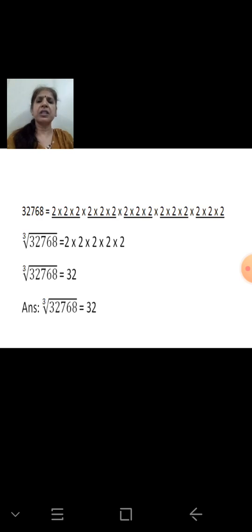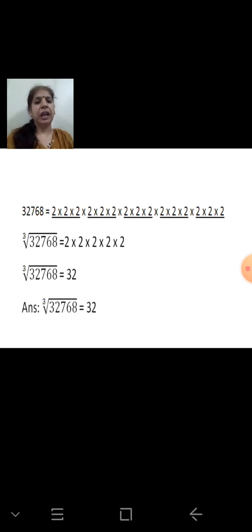That is 32,768. You are getting the group of 2 into 2 into 2, 2 into 2 into 2, 2 into 2 into 2, 2 into 2 into 2, 2 into 2 into 2. If you group them thrice, that is a group of 3, you are getting how many groups formed? 5. So cube root of, now you have to write using the radical sign, cube root of, write 3. Otherwise if you forget to write 3, it will become square root. So write the radical sign and 3 outside it.